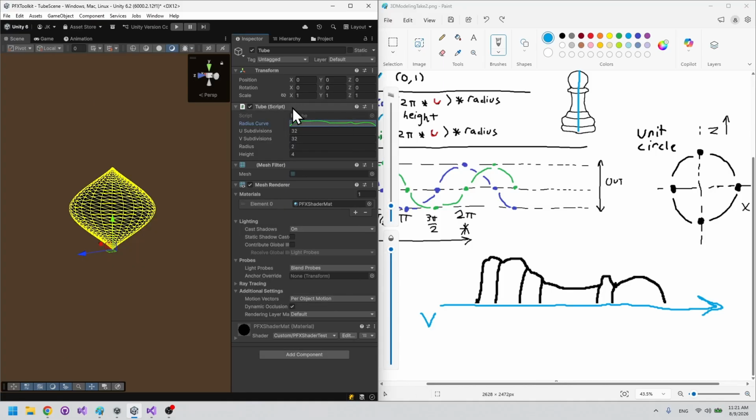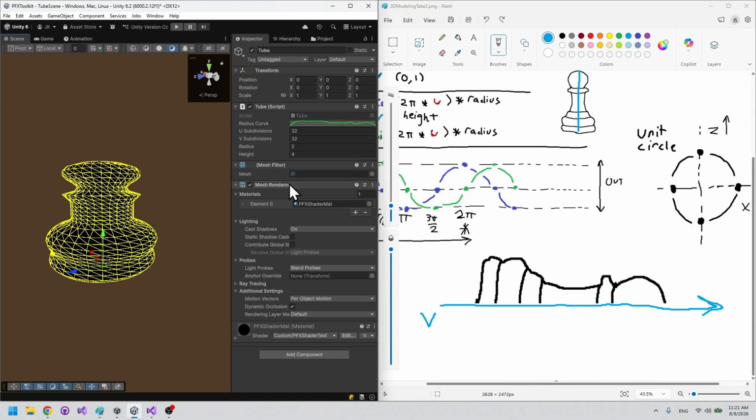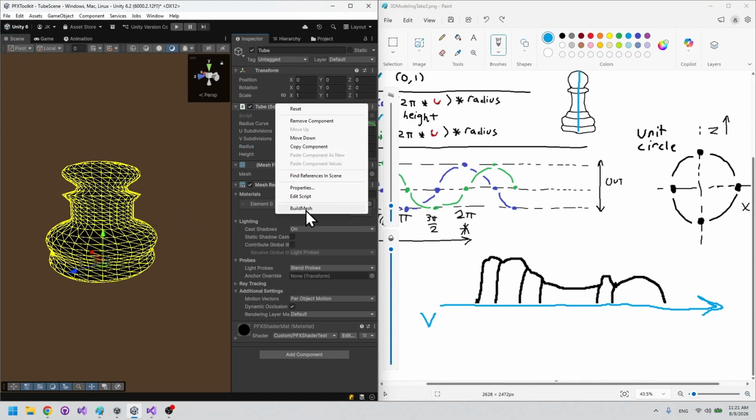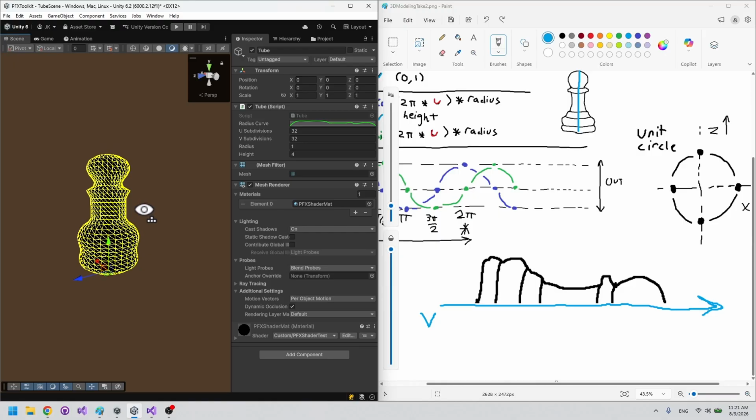Okay, let's see what that looks like. Let's rebuild the mesh. And I think it looks decent. We can reduce the radius down to 1. And I think that looks kind of like a pawn. What I'm going to do now is keep fiddling with this for a little bit, and then I'll come back when I've got something to show you.